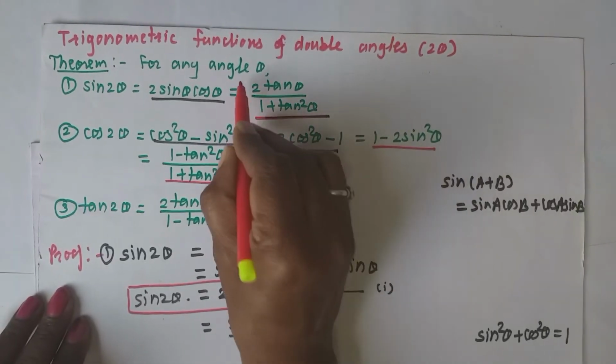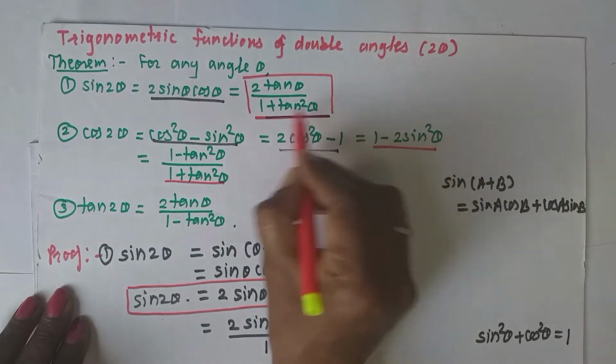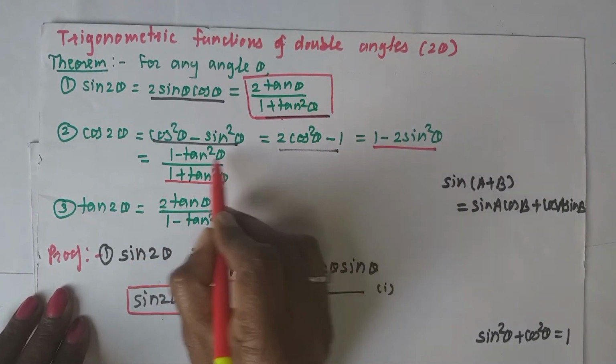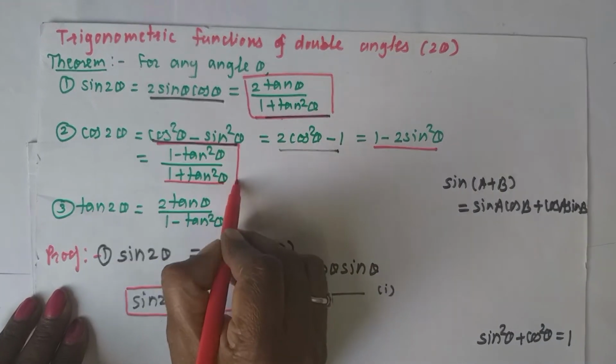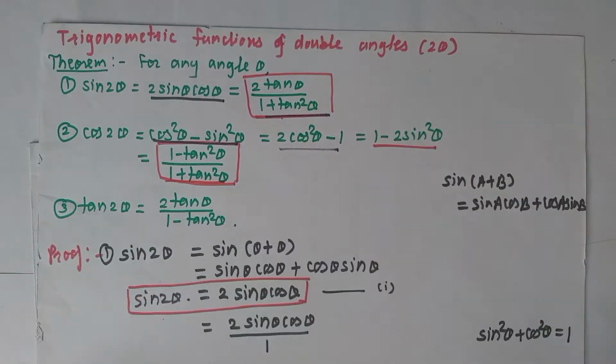Now this is called the formula for sin 2 theta in terms of tan theta. This is called the formula for cos 2 theta in terms of tan theta. Now see that in this formula, if I keep the value of 2 theta as theta, then we will get the half angle formula.